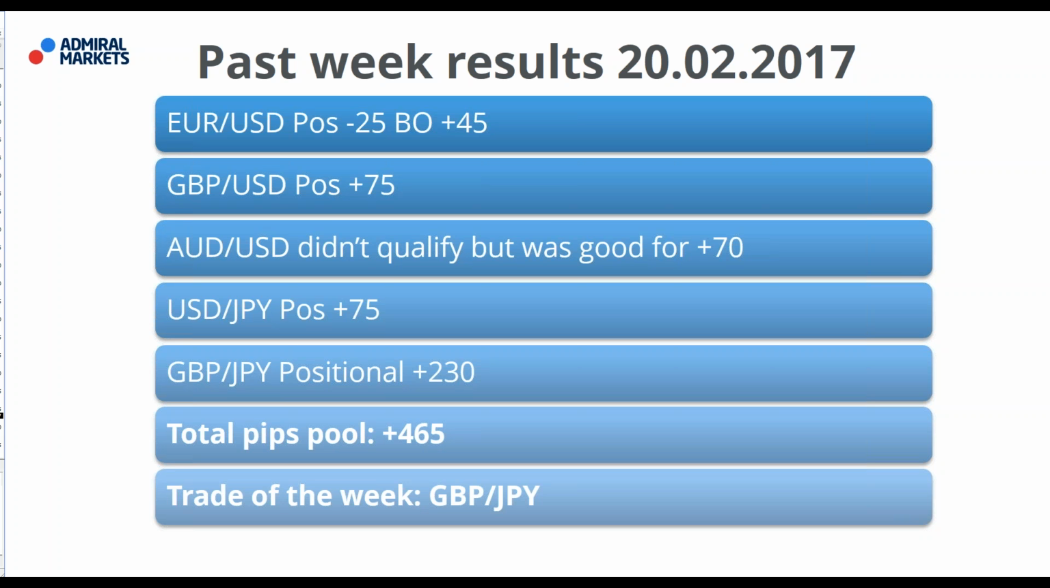GBP dollar was good for 75 possible pips. Australian dollar didn't qualify but was good for 70 pips. Dollar yen positional was good for 75 pips. And pound yen, the trade of the week, the trade of the month, it was definitely the best trade for the previous week, and it was good for possible 230 pips. Total pips pool was 465 pips. Trade of the week, definitely pound yen.